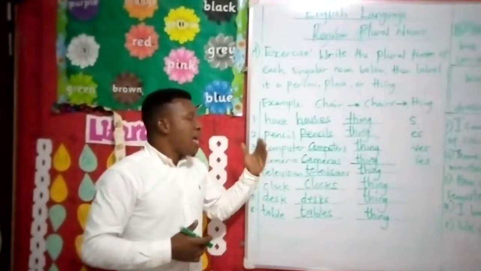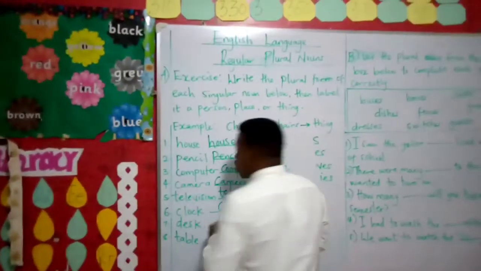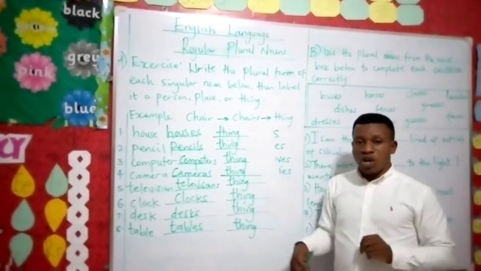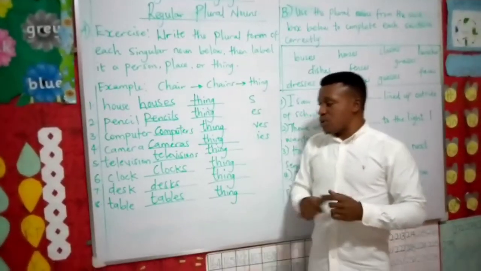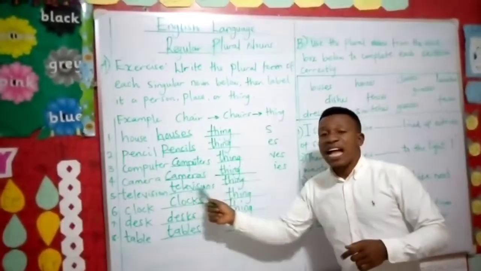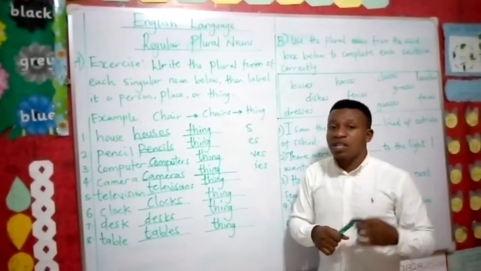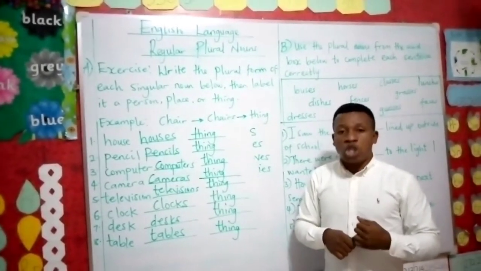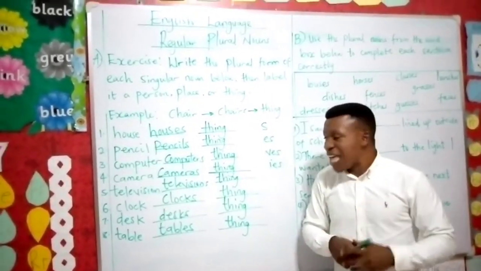Cameras. Joy has 2 cameras. Television. John has 3 televisions in his house.